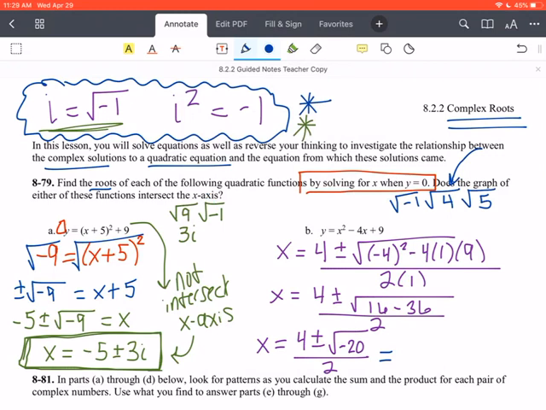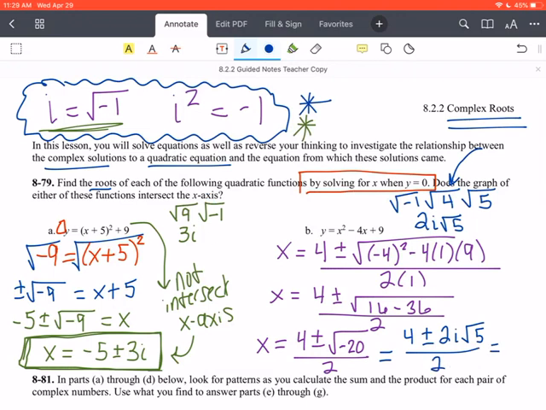So I know the square root of negative 1 is i, the square root of 4 is 2, so I'm going to write 2i, but then I have to keep the square root of 5, because I can't take the square root of that. It's going to be an irrational number and I do not want to round. So when I go back to my quadratic formula, I have 4 plus or minus 2i times root 5. That's the same thing as the square root of negative 20 over 2.